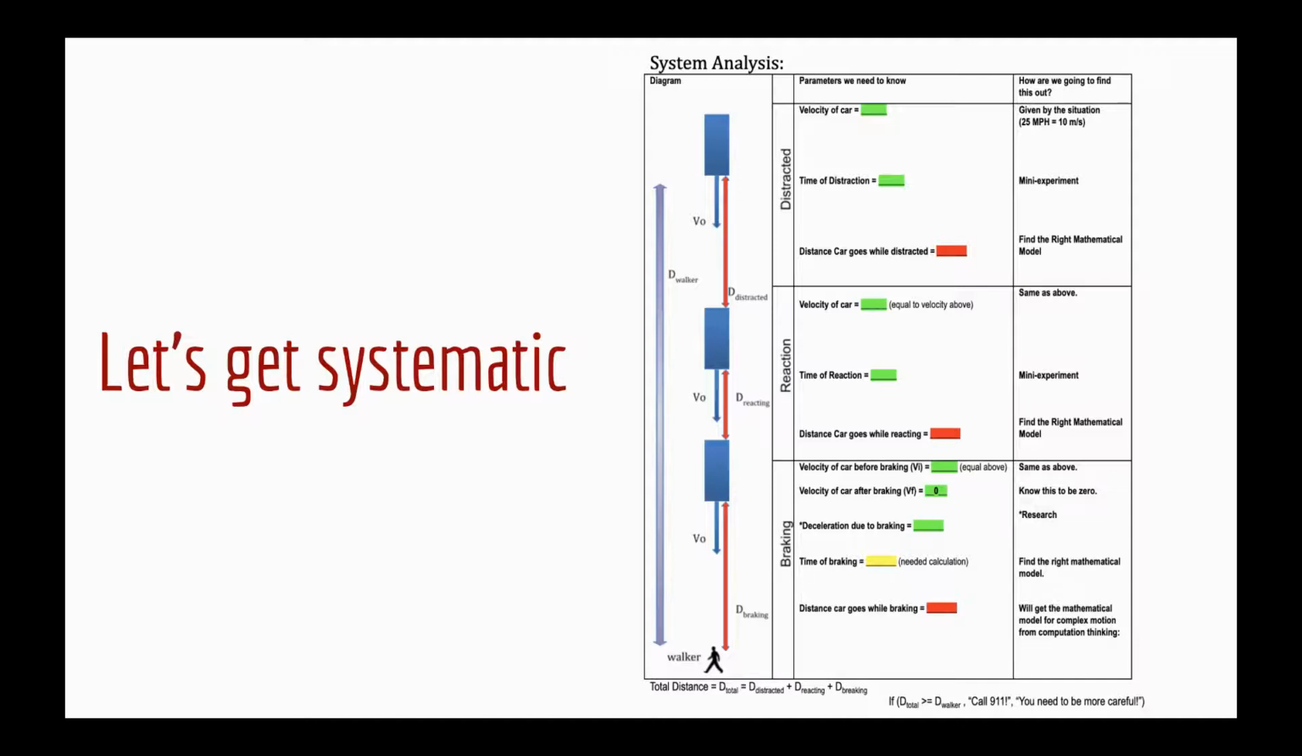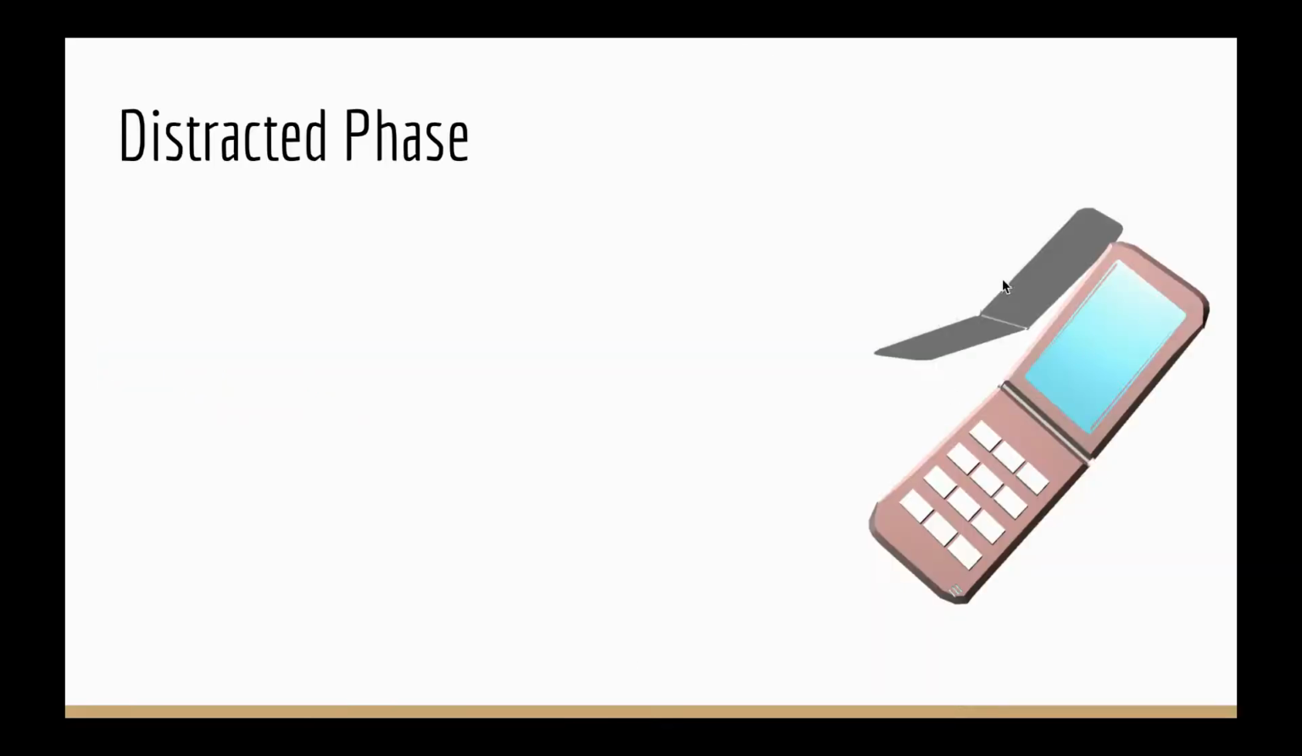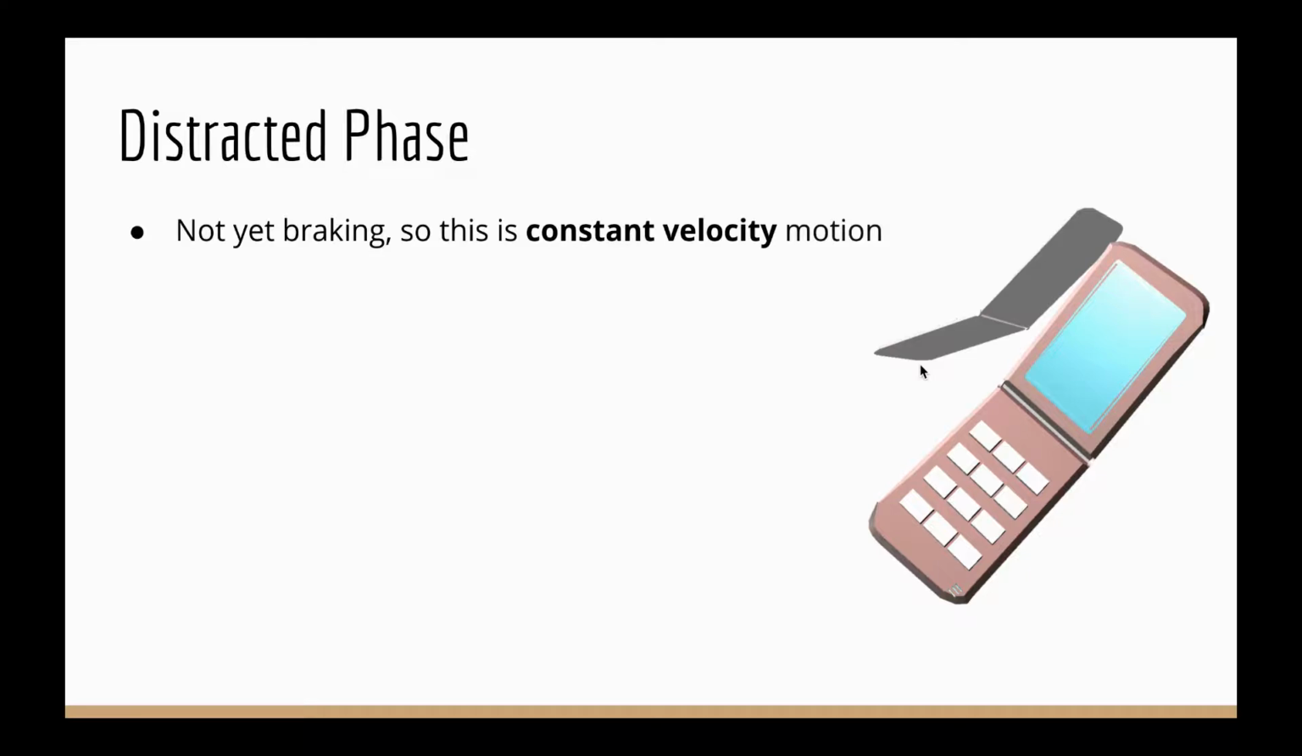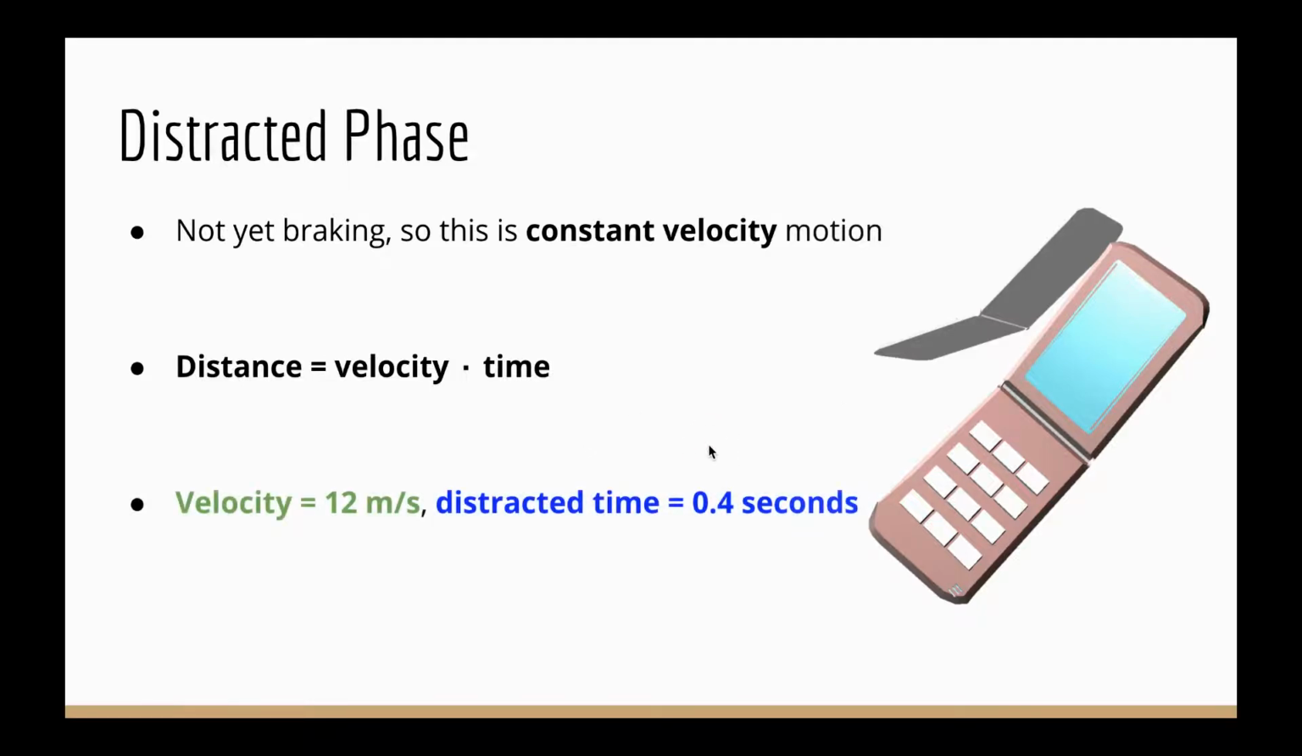So we're actually going to do all of these different steps right now. Step 1 is the distracted phase. In this phase, the car is not yet braking and is still moving at a constant velocity. The equation that we're going to use to find this distance is distance equals velocity divided by time. The knowns that we have are that velocity is 12 meters per second and distracted time equals 0.4 seconds.